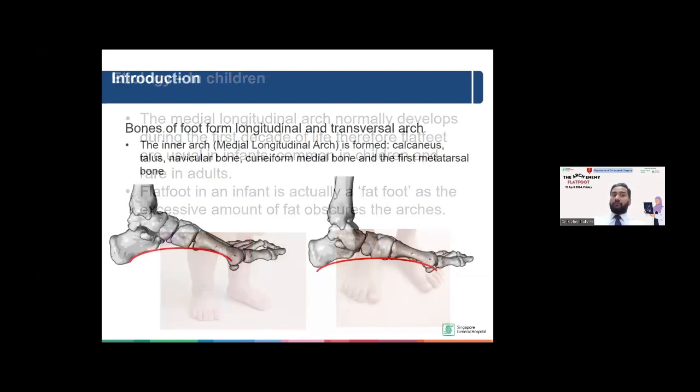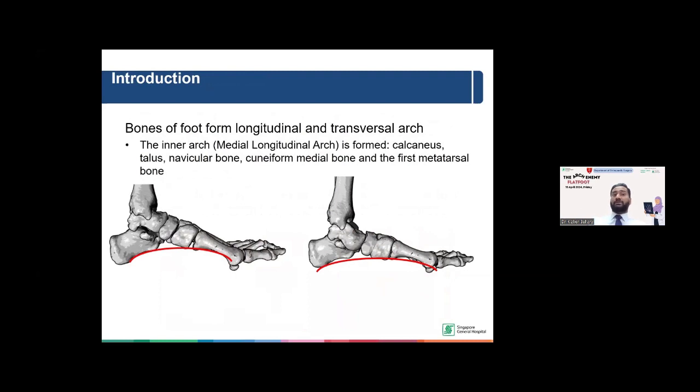So the bones of the foot form the longitudinal and the transverse arch. And the inner arch, which is the medial longitudinal arch, which we are concerned about with flat foot, is formed by a few bones: the calcaneus, the talus, the navicular bone, the medial cuneiform, as well as the first metatarsal bone. And the talus forms the keystone of this arch configuration. So any abnormality with this anatomy can also give rise to being flat-footed.